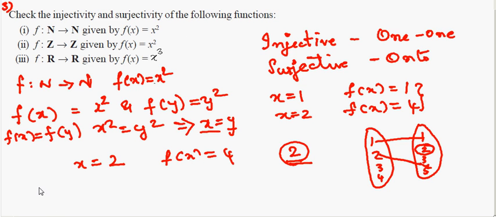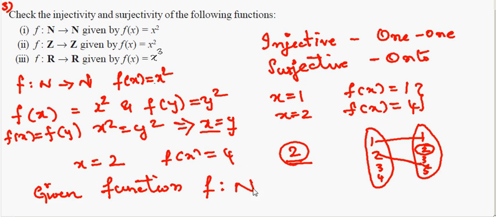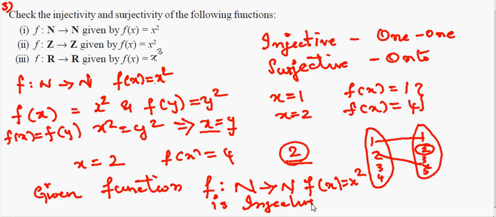So I can say the given function f, which is from N to N, related to natural numbers, f of x is equal to x square, is injective but not surjective. I hope you are clear on this one.